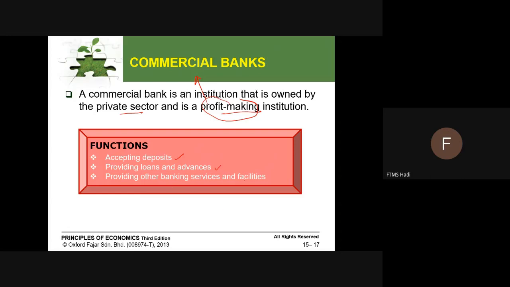And providing other banking services and facilities, for example, internet banking, phone banking, CDM, cash deposit machine, and many more. In fact, nowadays they can also offer you the chance to save in ASB through a certain bank, unit trust, and also you can pay some bills in the banks as well. Utilities, we're talking about.